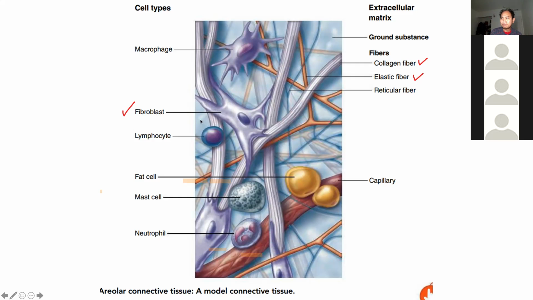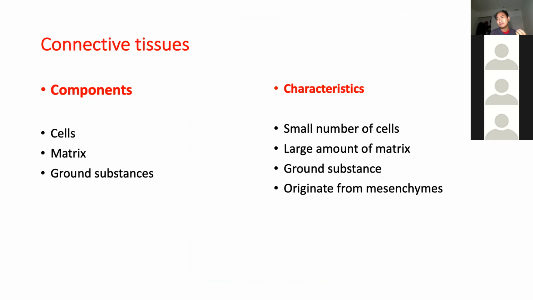So the cell, there could be fat cell, there could be mast cell, there could be neutrophil, but these are the cellular component. The main cell which is going to change this connective tissue is the daddy. Daddy is here, fibroblast. If we put fibroblast, this connective tissue will change into fibrous tissue. If we put osteoblast, this tissue will change into bone.